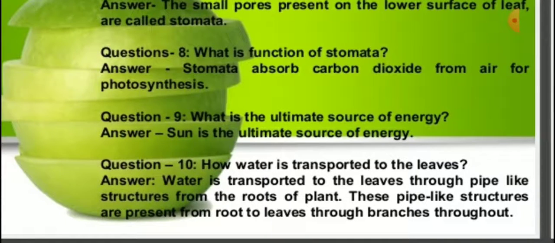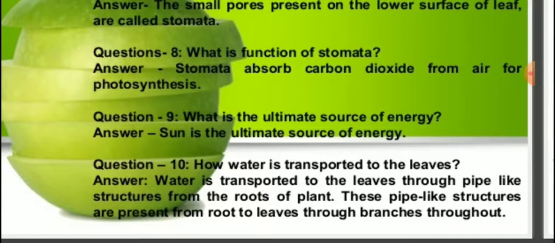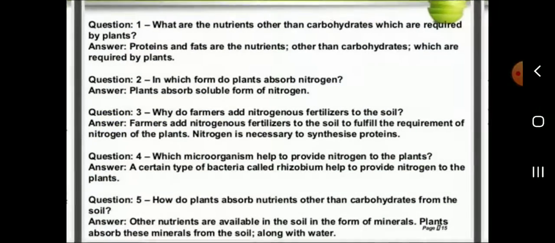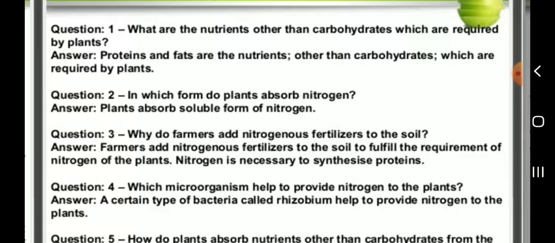How is water transported to the leaves? Water is transported to the leaves through pipe-like structures from the roots of the plant. These pipe-like structures are present from root to leaves through branches throughout.